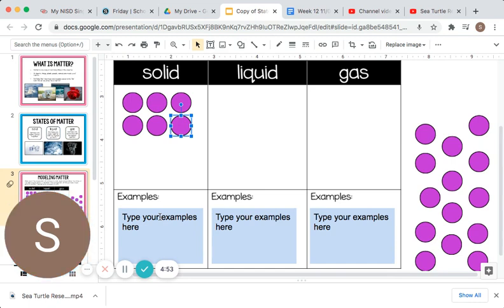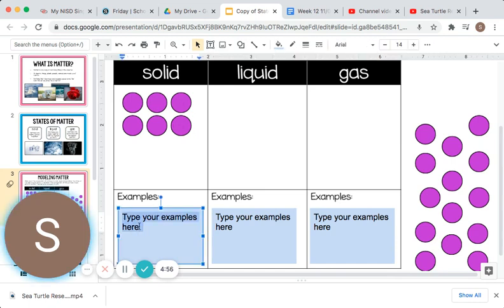So let's cite some examples. What are some examples of matter that is solid, that things are packed tightly together? Okay. All right. If you said a rock, that's an example of a solid matter. What else could we say?